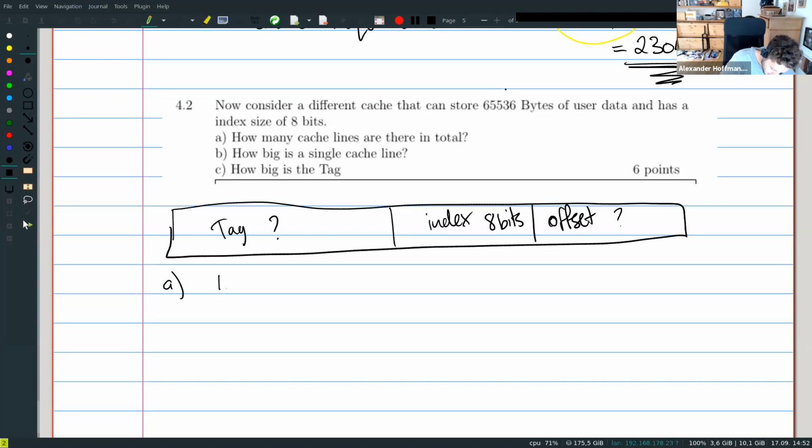So number of cache lines equals 2 to the offset, 2 to offset bits. There we go. So how can we go about figuring out how many cache lines there are in total?